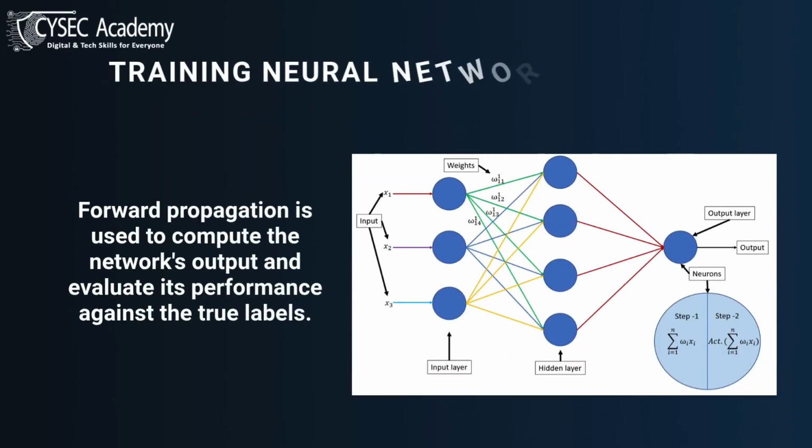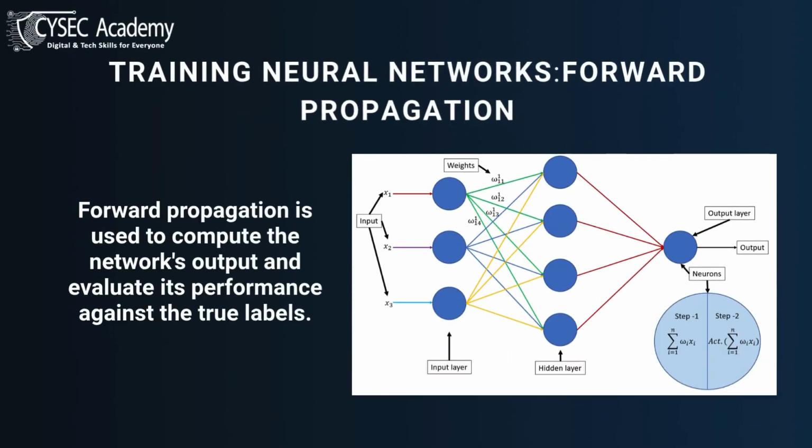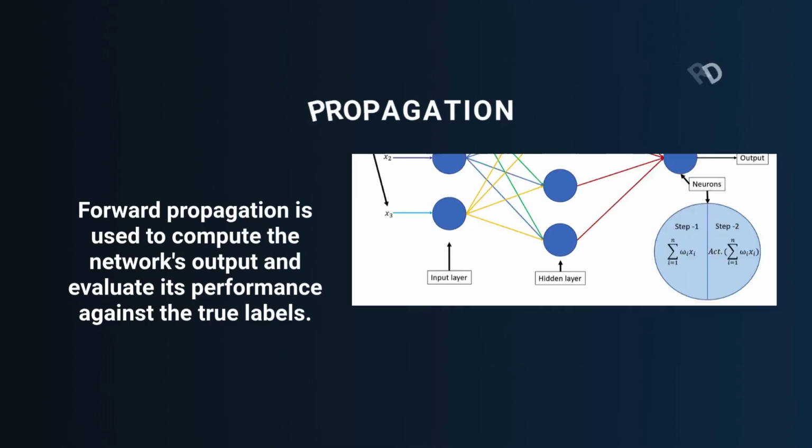Training neural networks, forward propagation. Forward propagation is the process of passing input data through the neural network to obtain predictions. It involves: 1. Data input. Raw data enters the input layer. 2. Layer computations. Layers process data using weights and activation functions. 3. Output generation. The output layer produces the predictions.